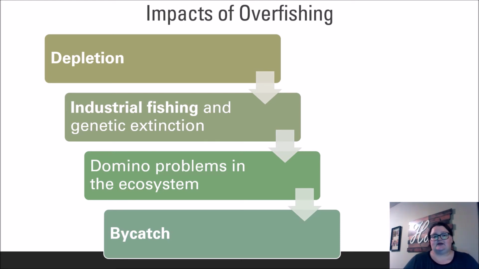Overfishing, depletion, and genetic extinction can lead to what is known as a trophic cascade. This occurs when one organism is removed from the food web, and this removal has a ripple effect throughout the entire system. Some organisms may lose resources, and others may lose predators, both of which can lead to the collapse of a particular food web or an entire ecosystem.